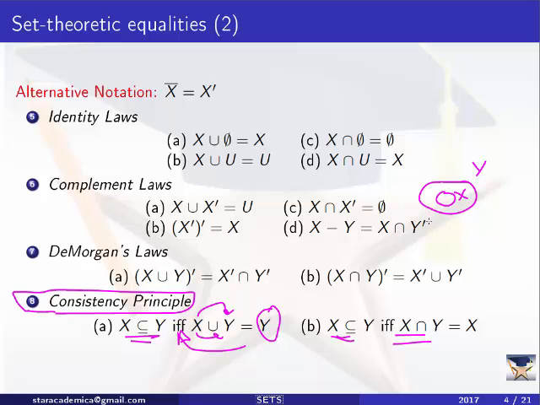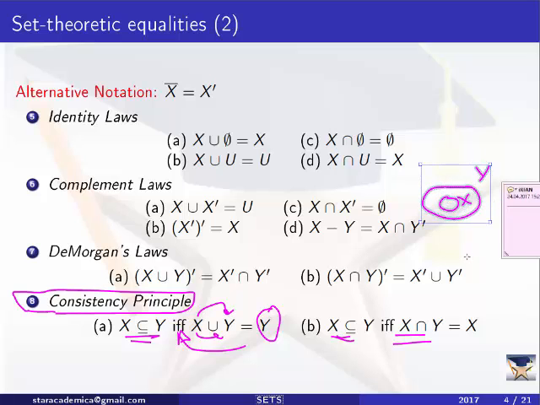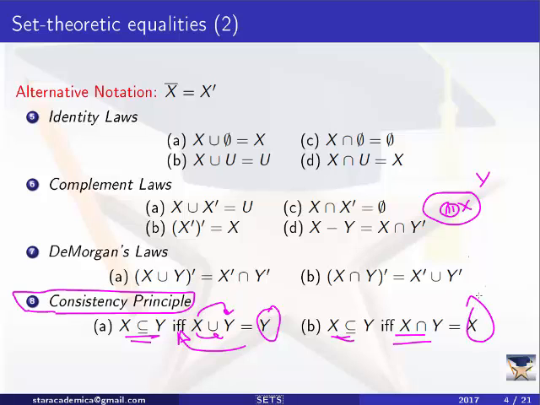Okay. So if you take the intersection, what happens really? We get x again. We get the set x, because it is inside.